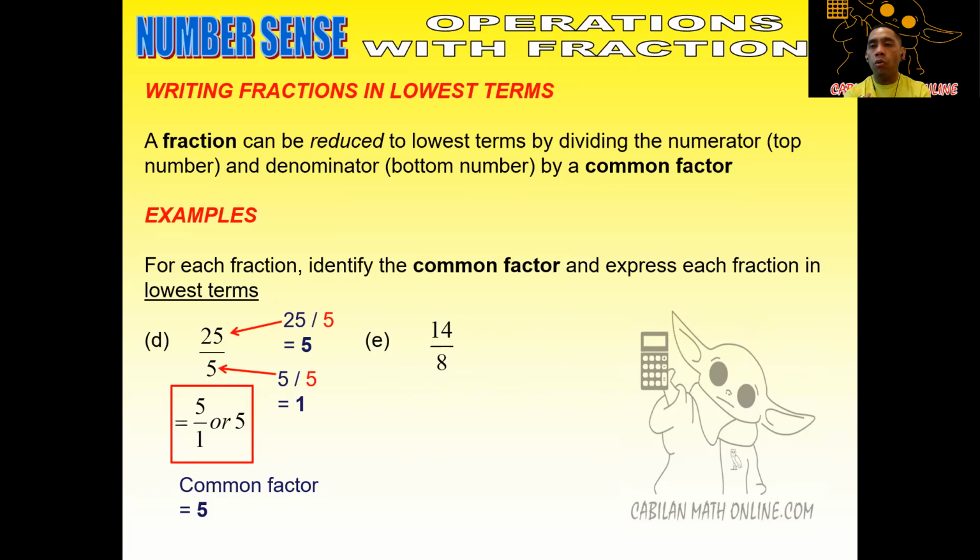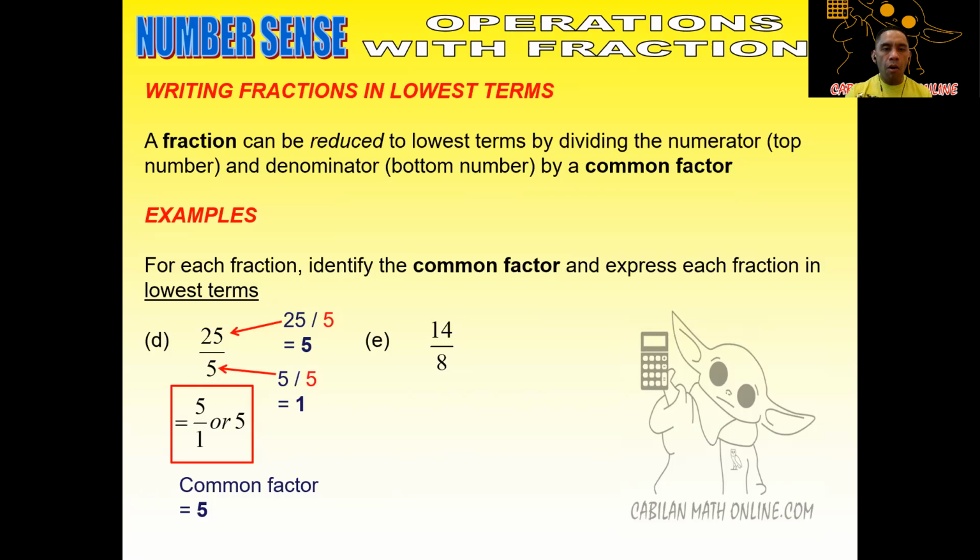So anytime you have a whole number, whether it's positive or negative, and it happens to be over 1, your answer will always be whatever the whole number is. So for example, if you had 6 over 1, the answer would be 6. If you had 7 over 1, then the answer would be 7. If you had negative 10 over 1, then the answer would be negative 10, etc.